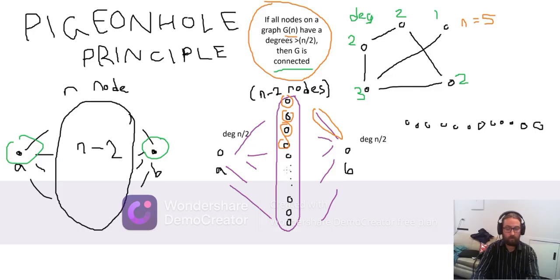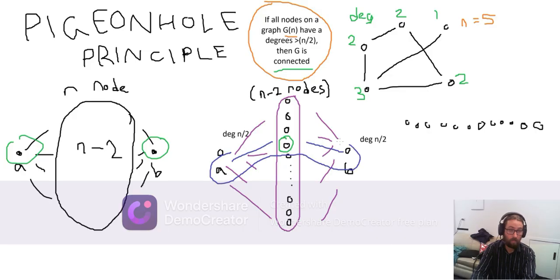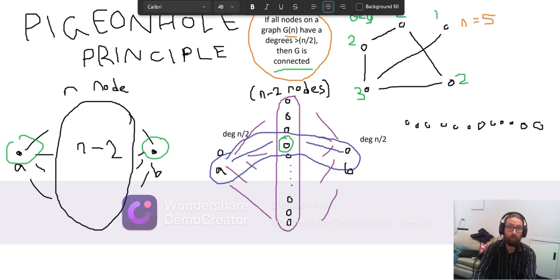So with that, we basically have this idea that A and B must both connect to at least one of the same nodes. Let's call it this one. It doesn't actually matter. So we know now that A has to connect to this one and B connects to this one. Therefore, there is a walk or a path from A to B. Therefore, G is connected. And that completes the proof. But we needed the pigeonhole concept to prove this.